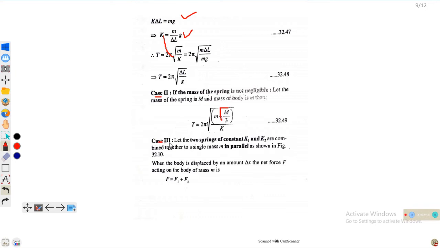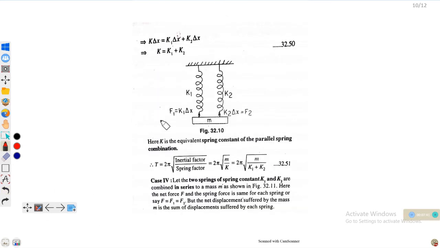And in another case, let two springs, k1 and k2, be combined together to a single mass in parallel. When two springs are connected in parallel, one with constant k1 and another with constant k2, the body is displaced by an amount delta x. Here are the two spring constants k1 and k2, both in parallel, attached to this one mass m. The force on the first spring is k1 into delta x, and the force on the second spring is k2 into delta x.